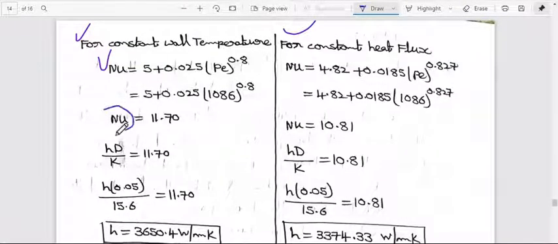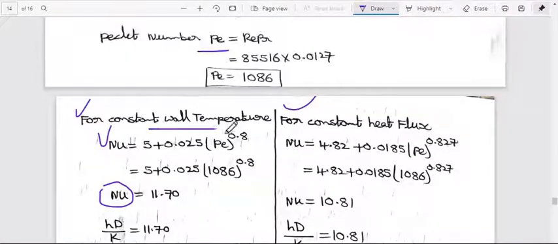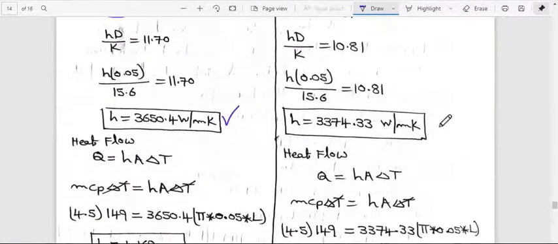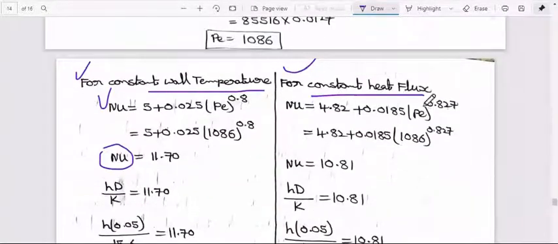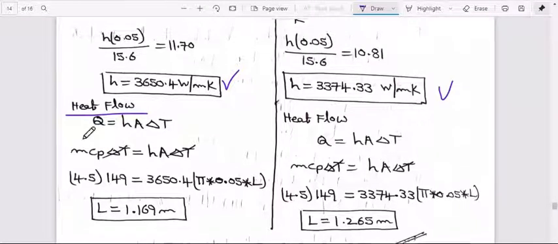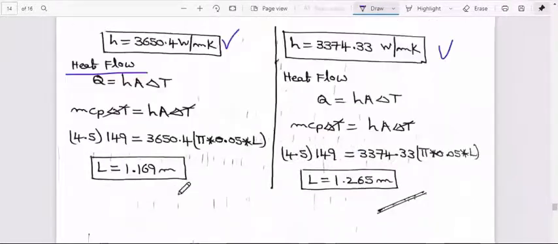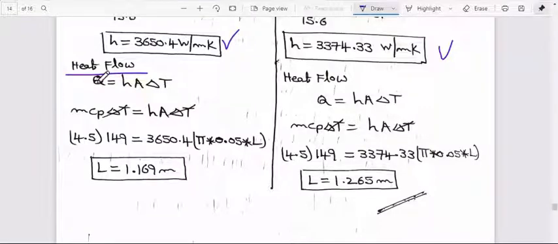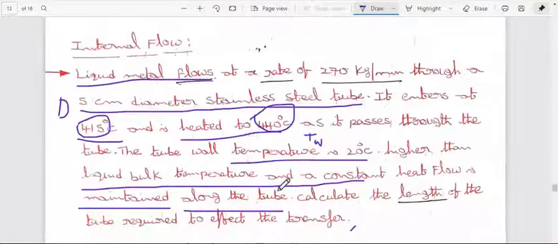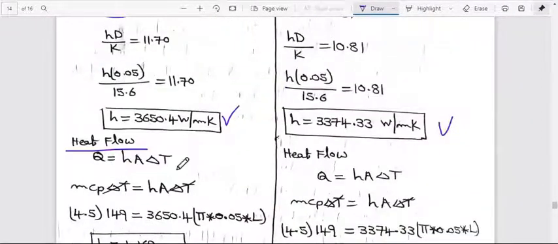We substitute the Nu value, which is hd by k. This is the convective heat transfer coefficient for constant wall temperature, and this is the convective heat transfer coefficient for constant heat flux. Now we need to calculate the heat flow for constant wall temperature and constant heat flux. Here Q equals hA delta T. The Q value is not given, but h, A and delta T are known terms. In this problem we have to calculate the length of the tube, that's why I am considering Q equal to hA delta T.